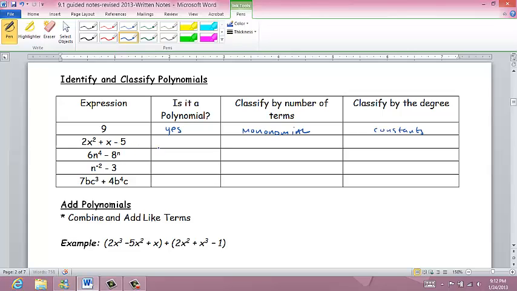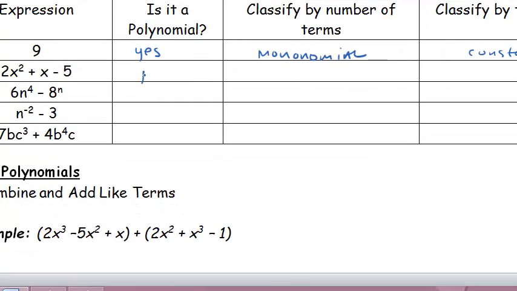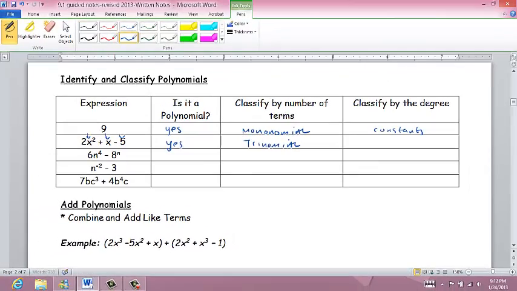The next one, 2x squared plus x minus 5. Well, is it a polynomial? All of our exponents look good, so yes, this is a polynomial. If we name it by the number of terms, how many terms are there? There's 1 term, 2 terms, 3 terms. What do we call a polynomial with 3 terms? A trinomial. The highest degree is 2. Therefore, if we classify it by degree, this would be a quadratic.